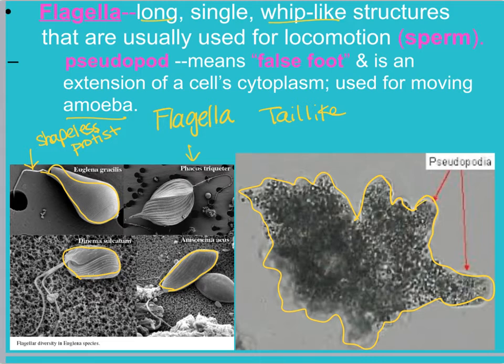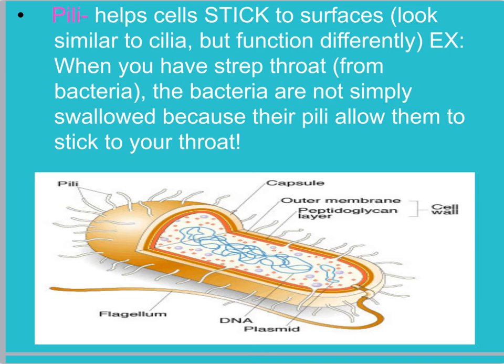So all these little outpouchings are going to be called pseudopods. So if you recall, pseudo means false and pod means foot. So this is a false foot, and that is used for movement for the amoeba. So this is considered an extension of the cytoplasm.